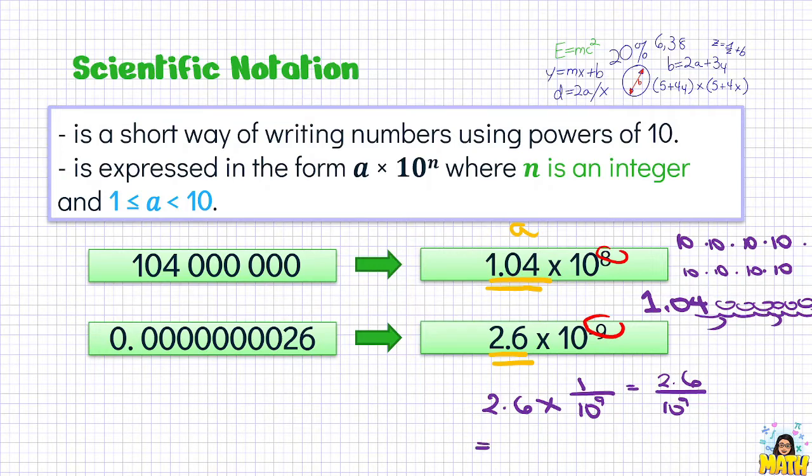This time, ang ating decimal point ay i-move natin to the left, katulad ng technique na ginawa natin kanina. Still, the value of the number did not change. So, the moment na kapag nakita natin ang isang number is written in the form a times 10 to the n power, that is what we mean by scientific notation.